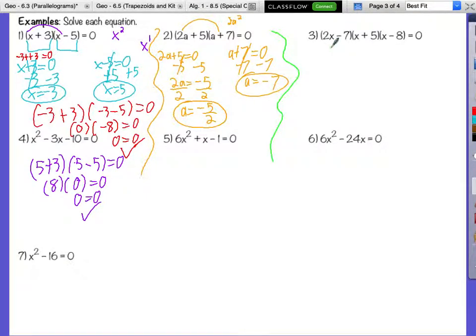Somebody help me set up this first part. 2x minus 7. Okay, we'll set the first one, 2x minus 7 equal to 0. Somebody help me with the next one. Somebody different. Thank you, Betsy. x plus 5 equals 0. Somebody different. x minus 8 equals 0. Thank you, Jacob. So now we have our 3 equations. We just set each factor, each parenthesis, equal to 0. Everything that's multiplying is its own factor equal to 0.